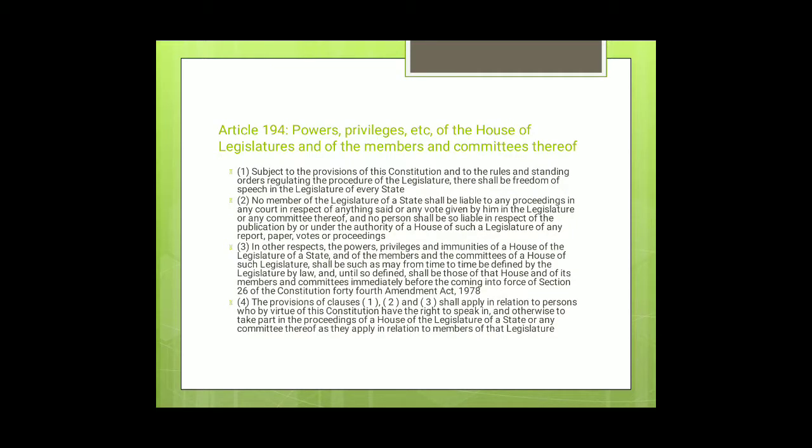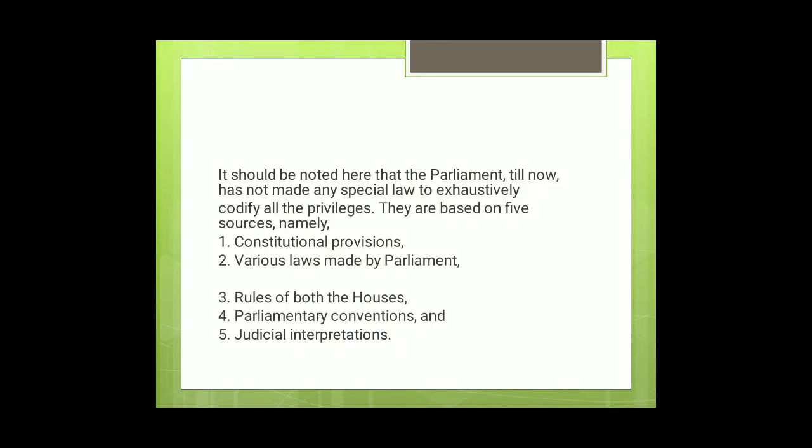And under 194, it is the same. It's just for the state. So you can go through it. It's just 194 and 105. Like the first point, there shall be freedom of speech in the legislature of every state. Then second, no member of the legislature of a state shall be liable to any proceedings. Then third, about the publishing, and so on. So this is simple. Parliament privilege is extremely simple.